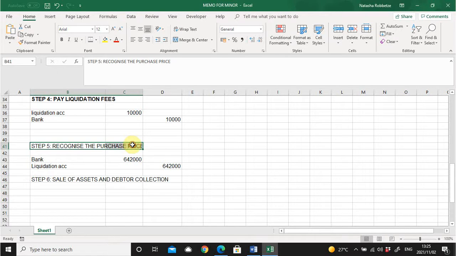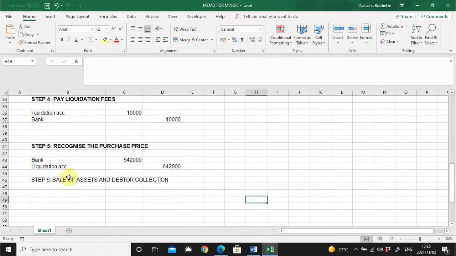We are on step number 6: the sale of assets and the debtor collection. Here we account for the assets that were sold to a third party and not necessarily to the person taking over the assets and some of the liabilities. If I remember correctly, we had here the sale of a vehicle and some debtor collection worth 10,000.